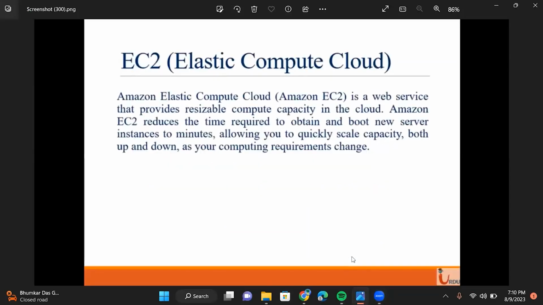Okay, good. So today we will do the practical, and because of the network issues, I wasn't able to connect with the Amazon server, but right now I have the console and each and everything running.